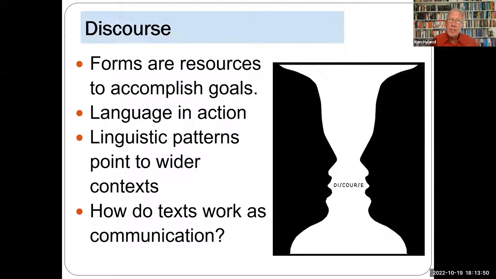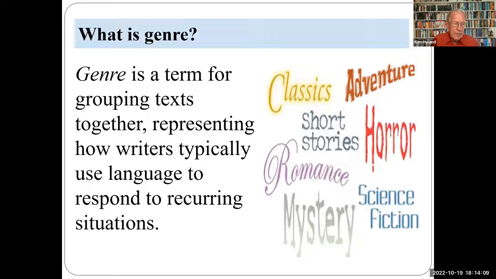Teachers try to see the ways that texts actually work as communication by linking language forms to the purposes for which they're being used and the context in which they're used. So a key idea here, of course, is genre, a term for grouping texts together. We know immediately, for example, if a text is a recipe, a joke, a blog post, or a love letter, and we can respond to it and perhaps write a similar one if we need to. We all have a repertoire of these responses that we can call up in familiar situations, and we learn new ones as we need them.